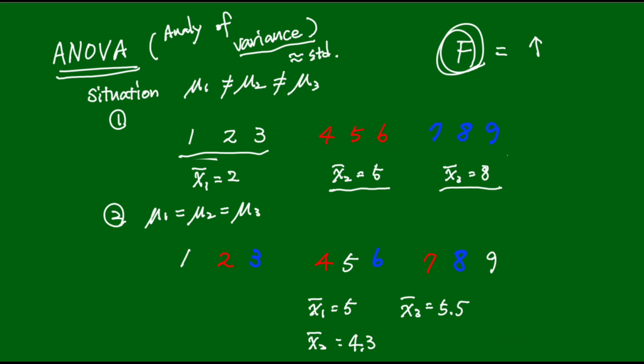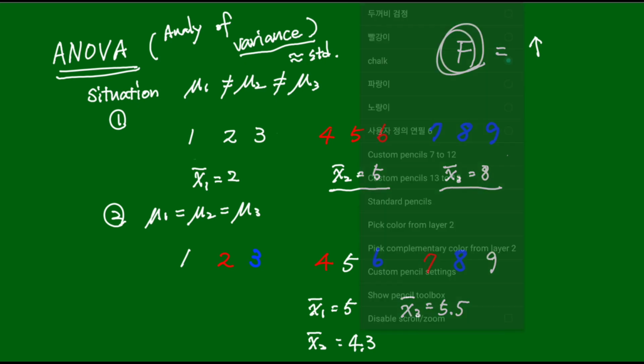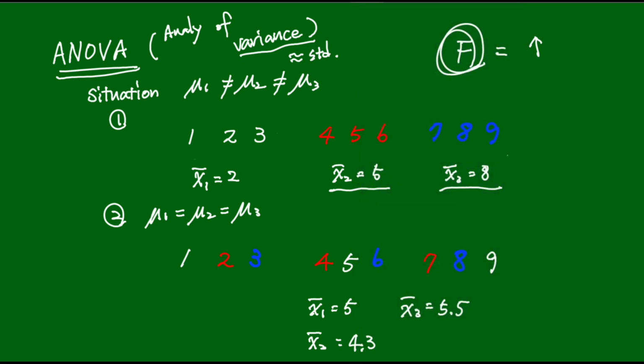Why? When you think that way, actually in your brain, you are comparing two types of variance. Okay? First, you are considering the variance of the sample mean. So the sample mean varies from 2 to 8, right, per each group. And also you are comparing the variance of each group.